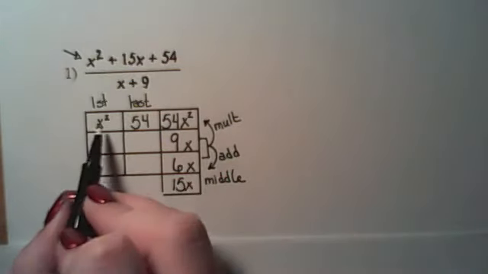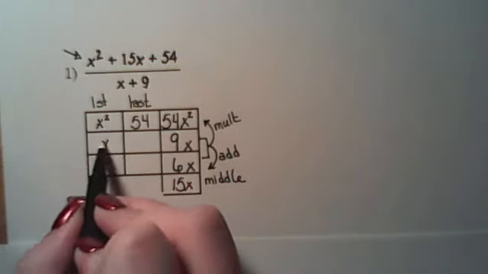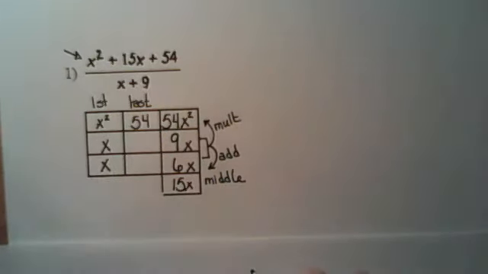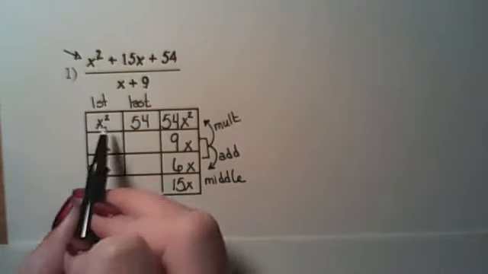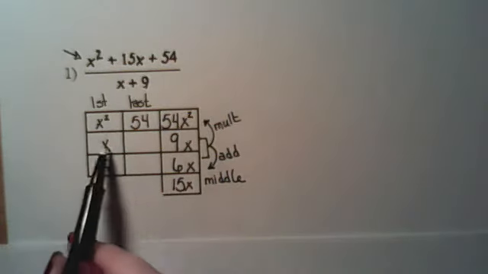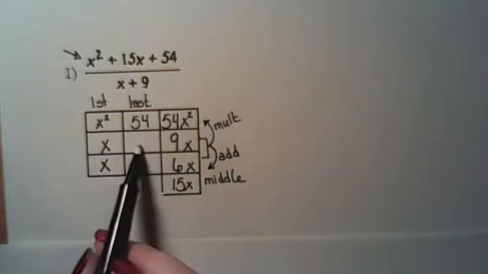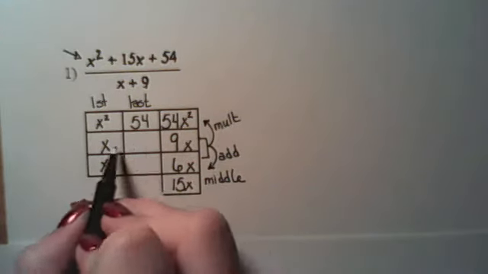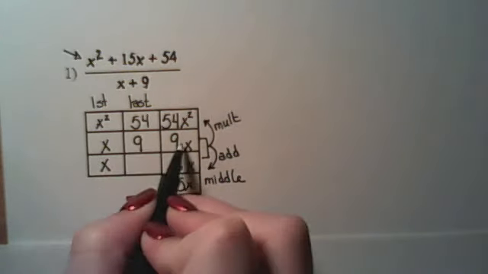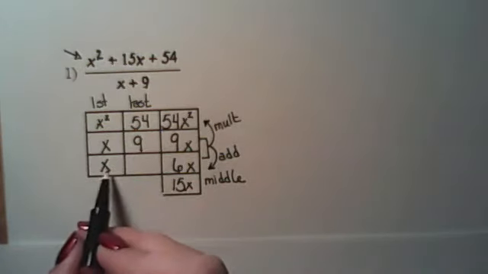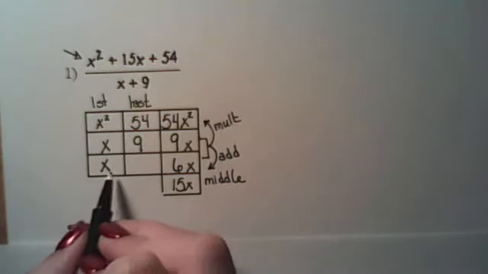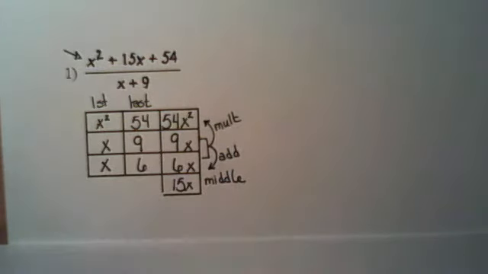Let's fill in the rest of this. For x squared, I'm going to break this down as x and x, because x times x is x squared. Now, going across, I need x times something to give me 9x, and it's x times 9 gives me 9x, and then x times something gives me 6x, and we're going to put a 6 here. X times 6 is 6x.